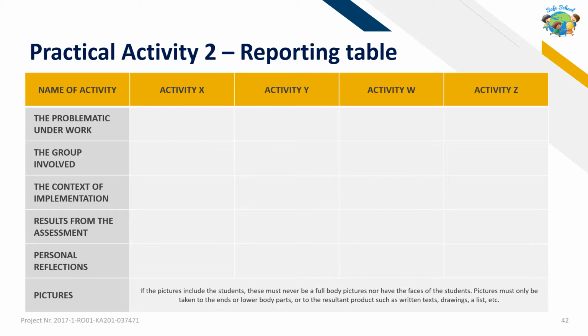In this reporting table, you must report the problematic under work, the type of groups involved, and in which context the activity was implemented. Remember, I've mentioned this in the first learning unit. You must also report the main conclusions taken from the assessment at the end of the activity and write down your own reflections about details and other specific facts that could be interesting to remind later. Pictures could be also good for memory and report file.